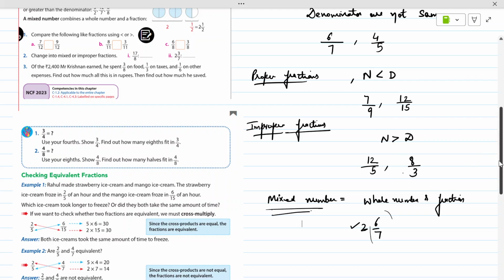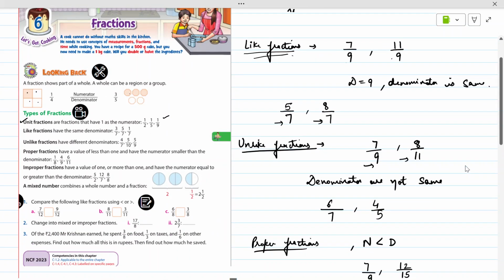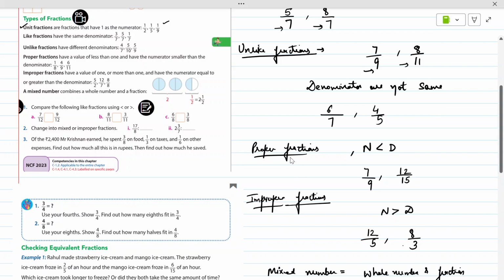Kids, let us quickly go through what we have done. First of all, we understood what a fraction is. A fraction is a part of a whole. A whole is a complete thing. Then we learned what unit fractions are, the fractions where the numerator is always 1. Then we learned what like fractions are, where the denominator is the same, and then unlike fractions, where the denominators are not the same in the given fractions. Next, we have done proper fractions.